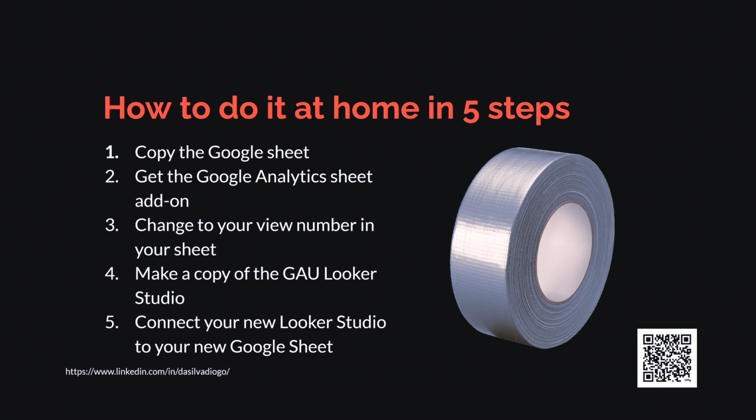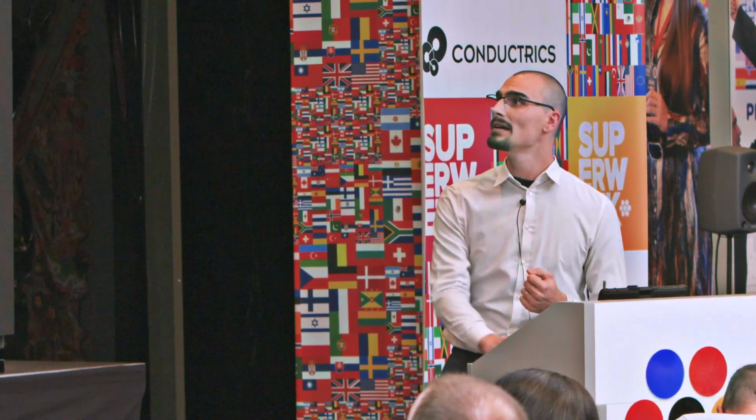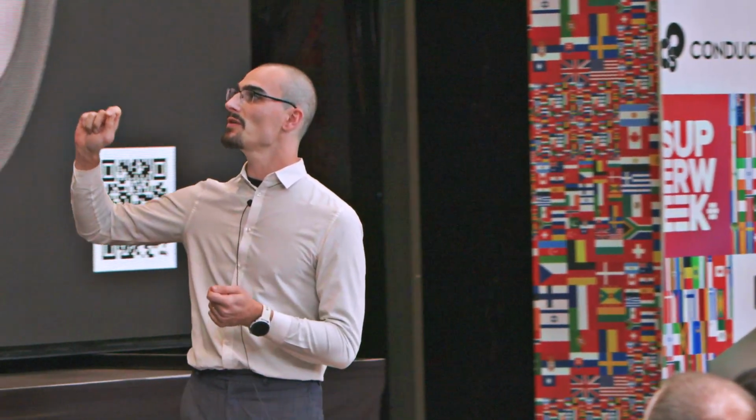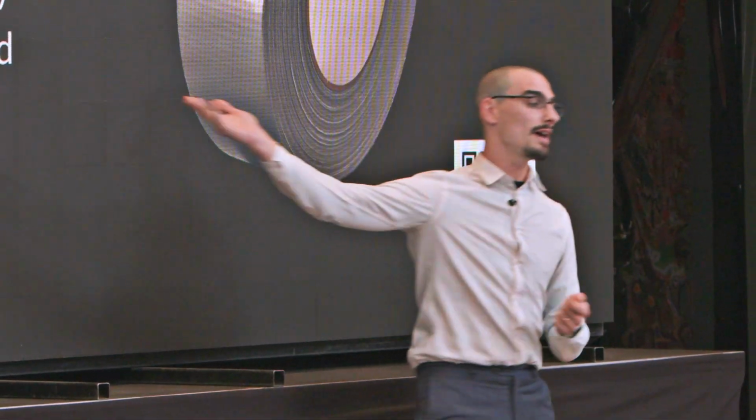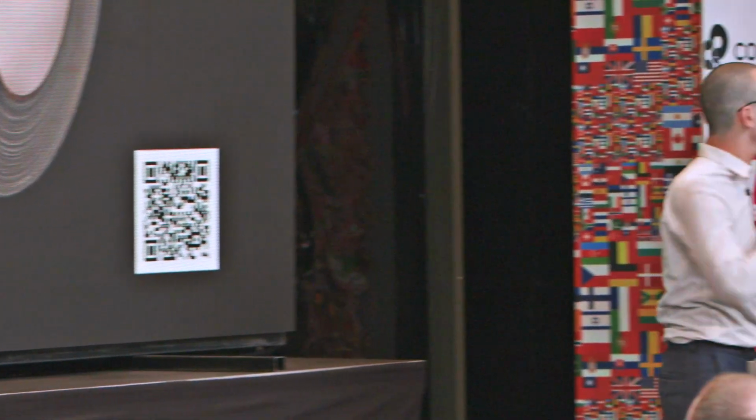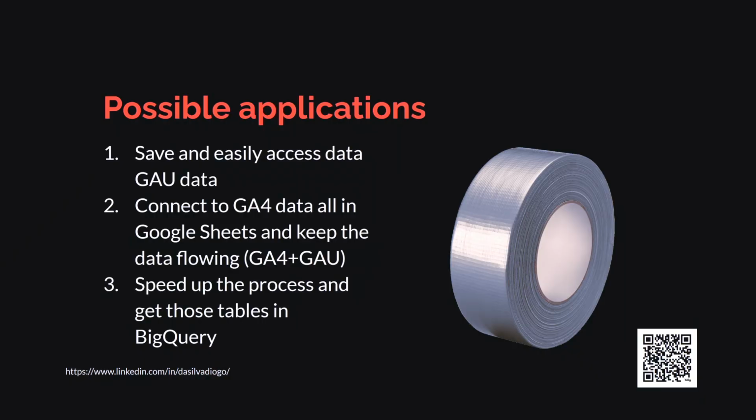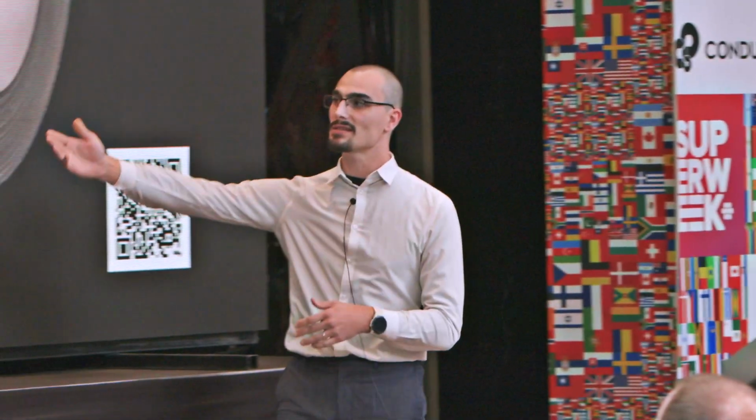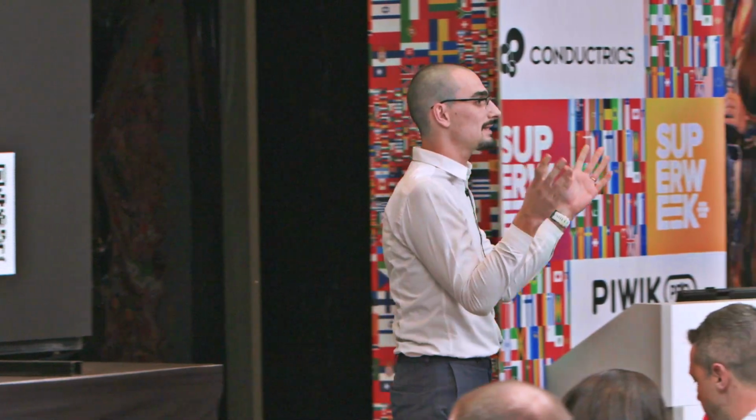So these are the steps. They're quite easy. There are some possible applications also if you want to connect Google Analytics Universal to Google Analytics 4 data and have that in the same Looker Studio, since the metrics were already adapted to work. You can also speed up the process if you put those tables in BigQuery, since they're static tables, so you shouldn't go off your free tier.